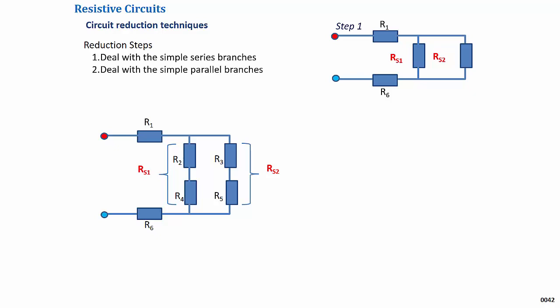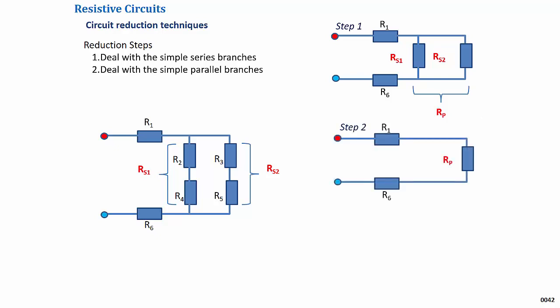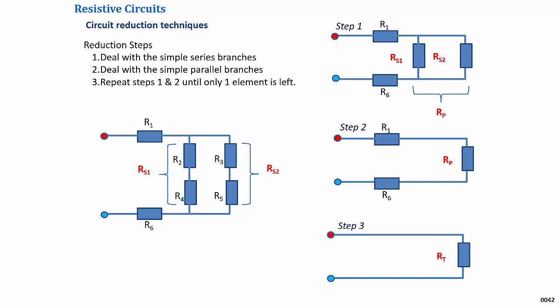Then deal with the simple parallel branches. There is only one set of parallel branches, Rp. This reduces the circuit as shown in step 2. Finally, keep repeating steps 1 and 2 until only one element is left. In this case, we only have a set of series elements to consider, which equate to Rt, finally reducing the circuit to a single element.